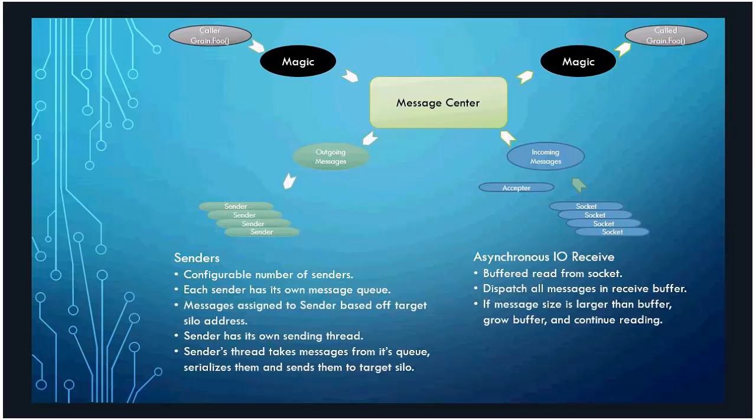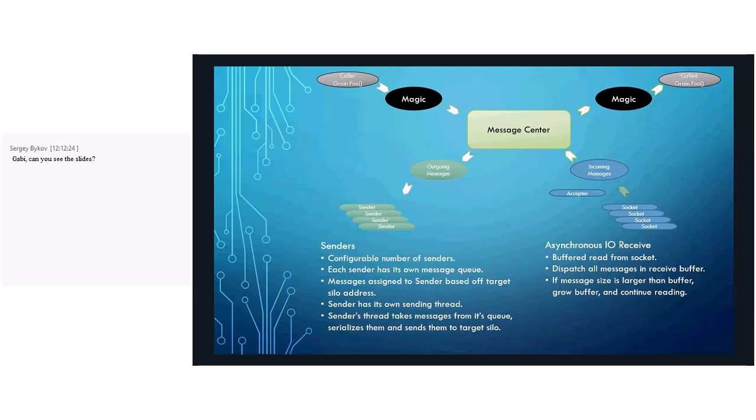If the message buffer turns out to be too small for a large message, if somebody sends like a 3 meg message or something, we will grow the buffer until it's big enough, and then we will read that larger message.